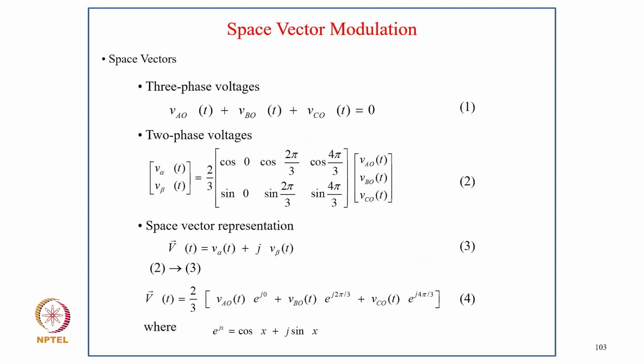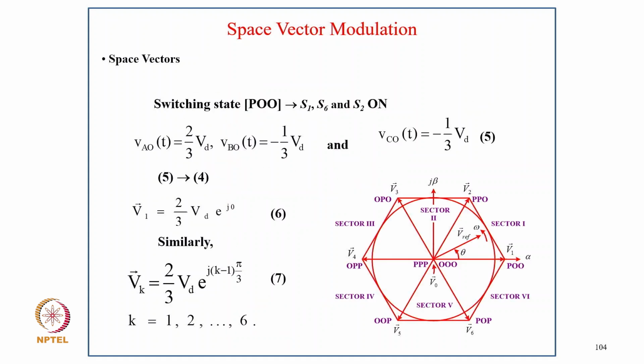So now coming to the space vector, 3-phase voltages VAO plus VBO plus VCO equal to 0, and the 2-phase voltages V alpha, V beta come as 2 by 3 in a matrix, as a function of VAO, VBO, VCO. So it comes cos 0, cos 2 pi by 3 and cos 4 pi by 3, similarly sin 0, sin 2 pi by 3 and sin 4 pi by 3. So the space vector representation becomes V as a phasor as a function of time equal to V alpha plus j V beta, and from these two above, V comes 2 by 3 times VAO e to the power 0, VBO e to the power j2 pi by 3 and VCO e to the power j4 pi by 3, where e to the power jx equals cos x plus j sin x.